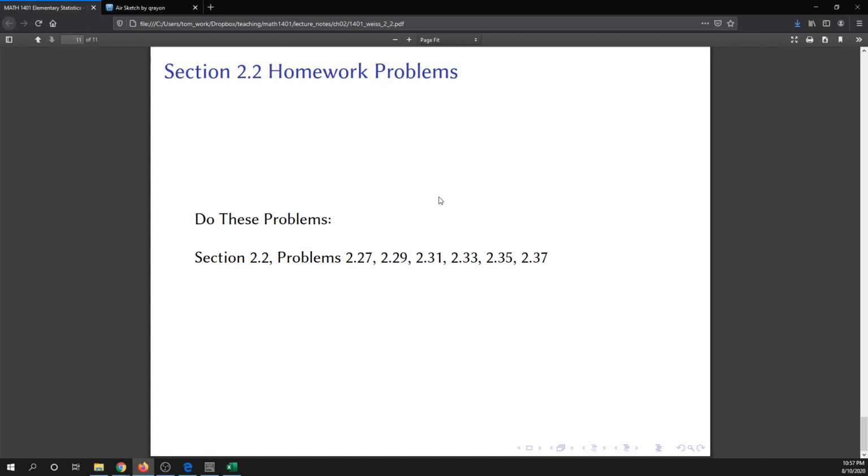Other than those videos that I'll make for that, you should work on these homework problems out of section 2.2, especially the parts about making the frequency and relative frequency distributions. Okay, all right.